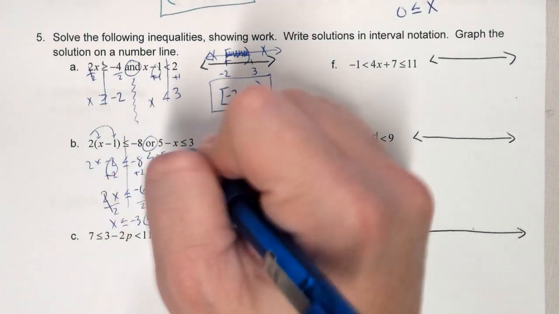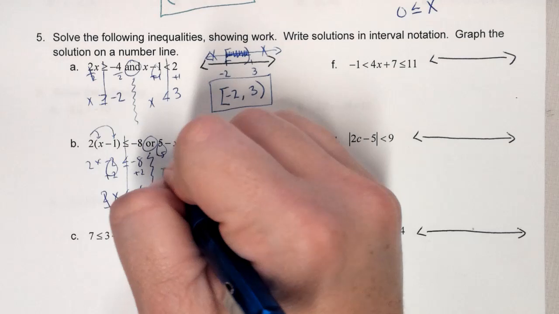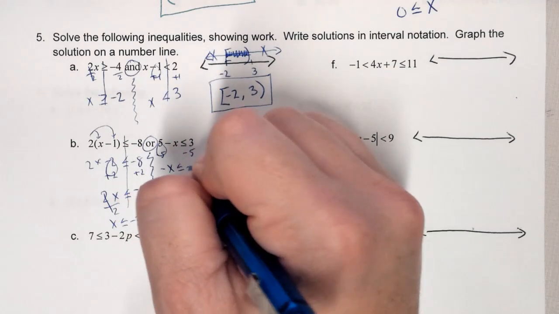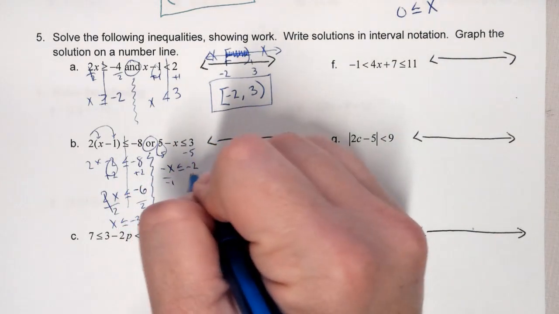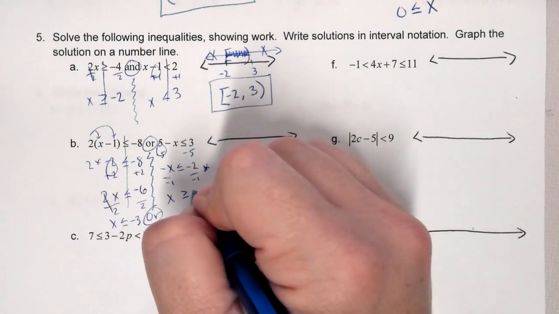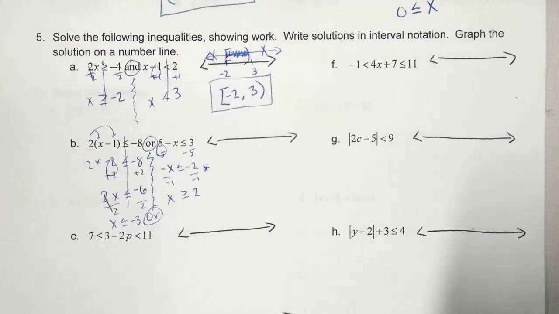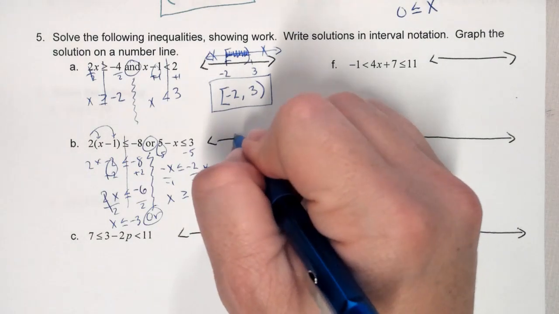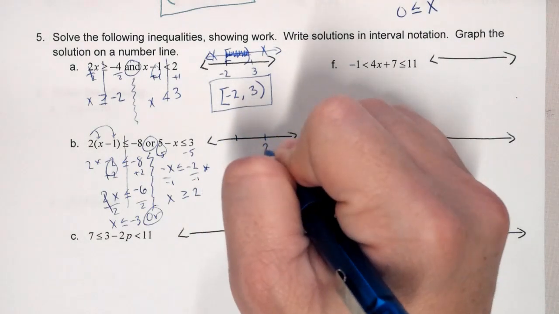Here we do minus 5, get negative x is less than or equal to negative 2. I have to divide by negative 1, and since I'm dividing by a negative, I have to flip my symbol. And it becomes positive 2. So this time I have positive 2 and negative 3.